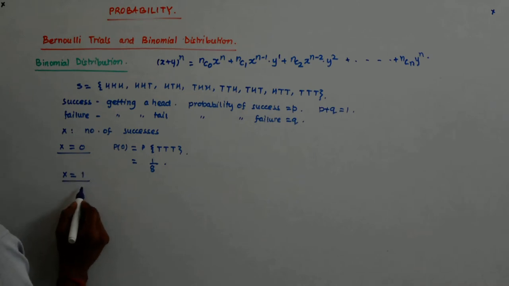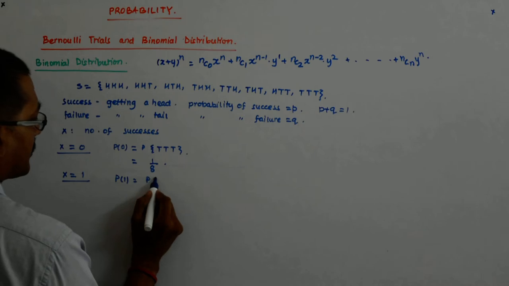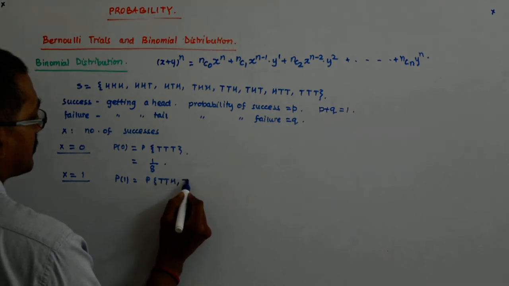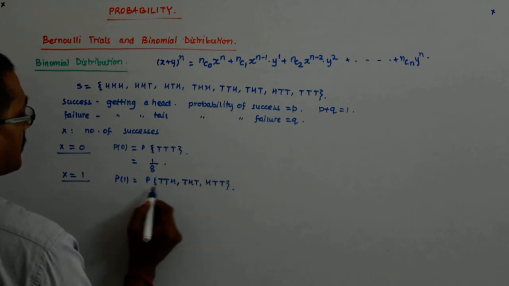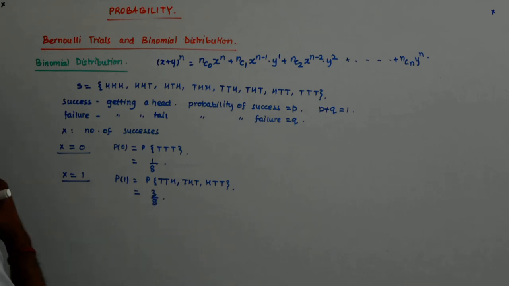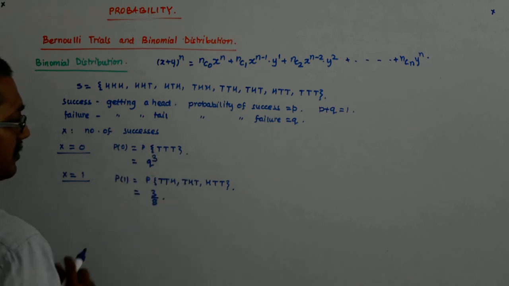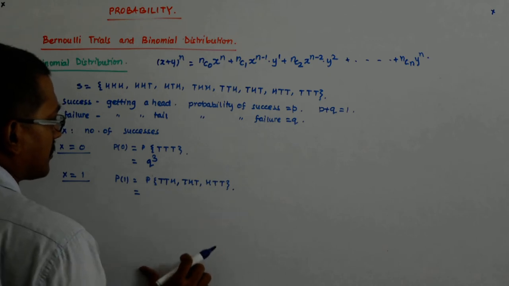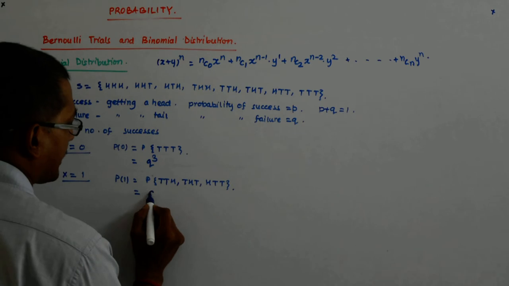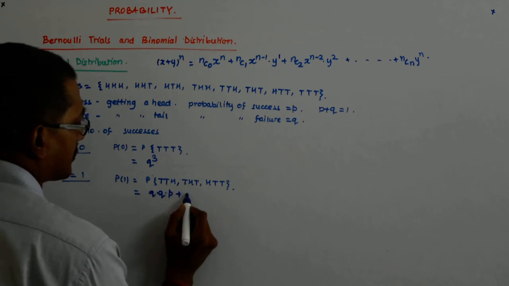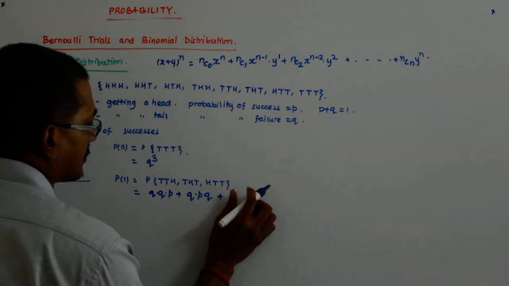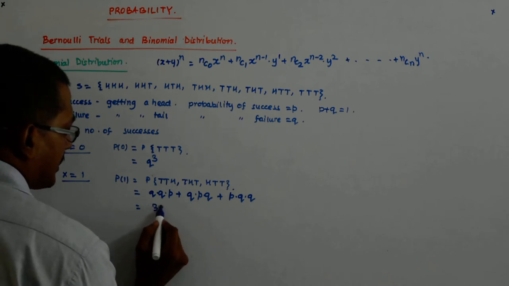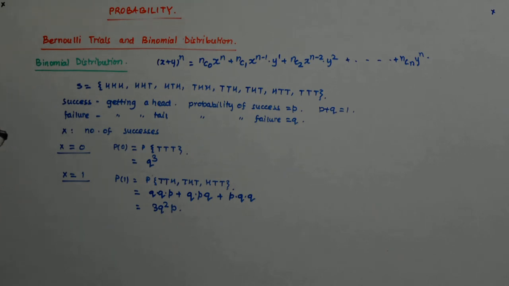Let us say X is equal to 1. Then we had seen the probability of 1 is the probability of TTH, THT, HTT, that is 3 by 8. Now, wait. So the previous one is actually Q cube, is it not? Yes. And since Q is 1 by 2, that comes out to be 1 by 8. Here it will be two failures, one success, plus failure, success, failure, plus success, failure, failure. That will be Q square P added 3 times, 3Q square P.